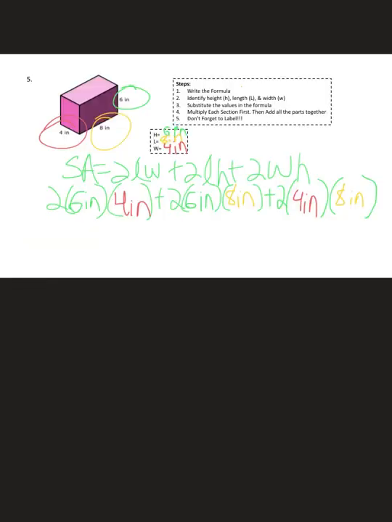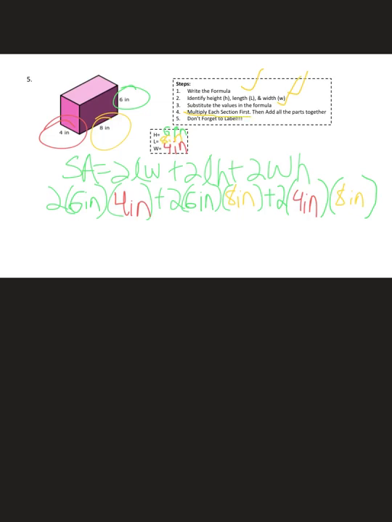Alright, so now we're moving on to step 3, which is to substitute the values directly into the formula, which I've already done, which is 2 times 6 inches times 4 inches plus 2 times 6 inches times 8 inches plus 2 times 4 inches times 8 inches. Now we're going to go on to step 4. We need to multiply first.